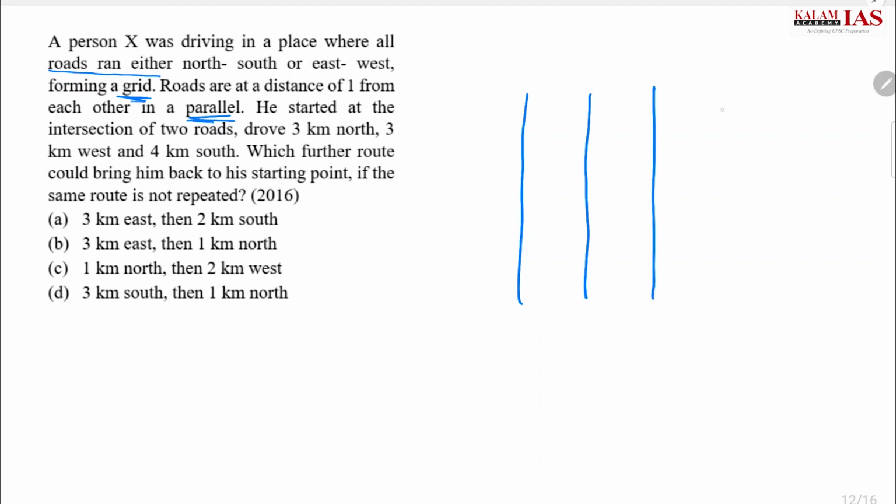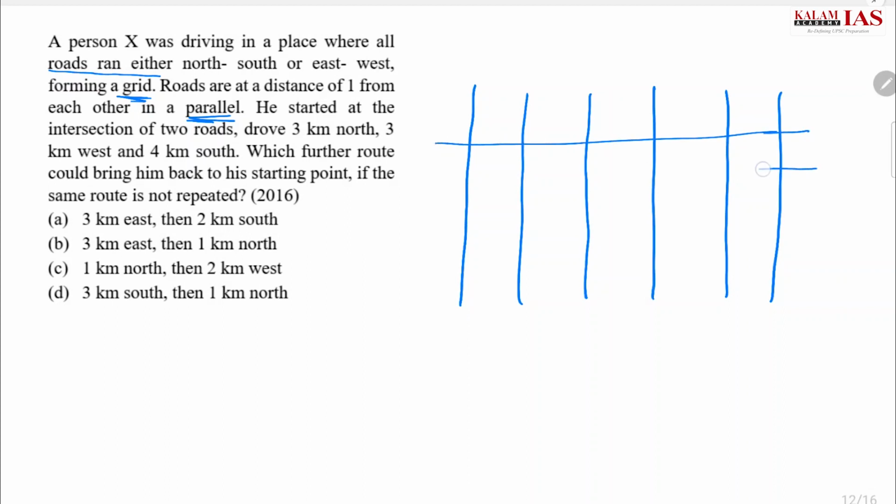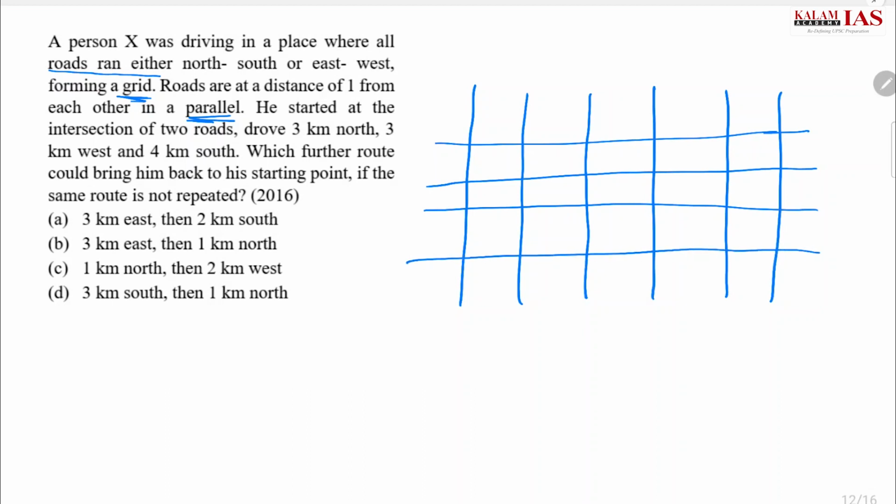Suppose we have roads like this, since all the roads are parallel. And now the roads are forming a grid because they are running crisscross. This is the east-west direction roads, and all the roads are placed at a distance of 1 unit. Now suppose the person starts, you can draw one more. All these are grid squares, each side having a unit distance of 1 kilometer.